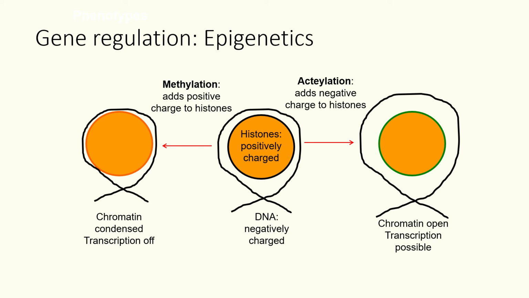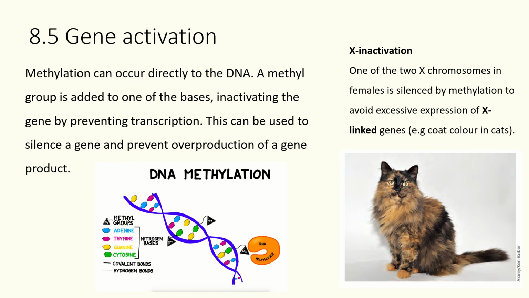The way I always remember it is acetyl on, methyl off, taking a little bit of inspiration from Mr. Miyagi there. Acetyl on, methyl off. Okay. If we want an example of this, we can have X inactivation happening in cats, which can result in traits like this tortoiseshell coat coloring here, where one of the two X chromosomes in females is silenced by methylation, and we end up with different coat colors as a result.